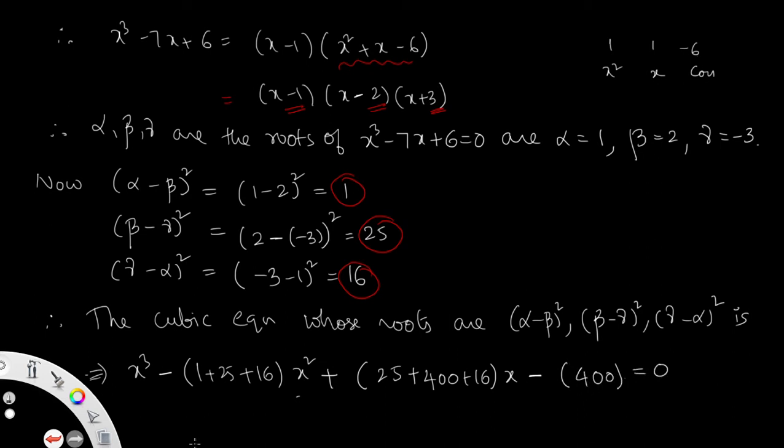Then the required equation is x cube minus, 16 plus 25 plus 1, nothing but minus 42 x square, and then we can add this to get 441 into x minus 400 equal to 0. Then it is a cubic equation whose roots are alpha minus beta whole square, beta minus gamma whole square, gamma minus alpha whole square. This is the method.